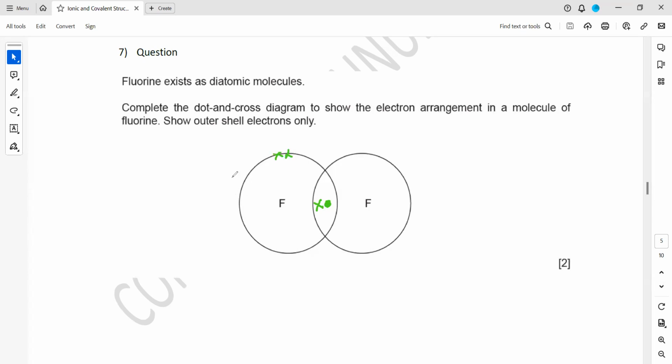Because it's a dot and cross diagram, one common mistake from students is that they use the same symbol. Some students use dots for the electrons of both fluorine atoms, or maybe both crosses. That's wrong. One you have to use a dot, the other a cross. Even though they are identical atoms, this is a dot and cross diagram. So we have to represent one atom's electrons by dots, and the other's by crosses.